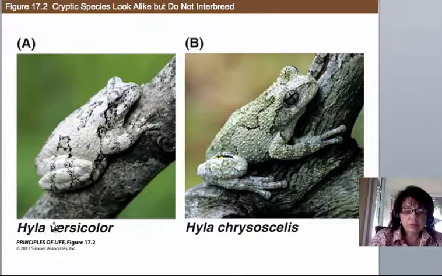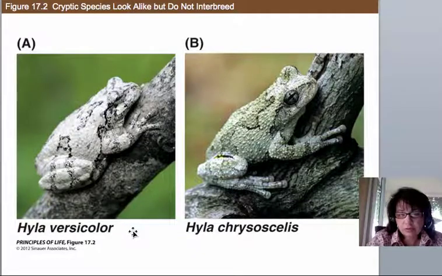Now's a good time to point out the naming. The naming system that we use for species came from Carl Linnaeus, early 1800s, where he basically classified things and gave them groupings. So kingdom, phylum, class, order, family, genus, and species. And right now here you see the genus and the species. The genus is always capital letter, species is always lowercase. So humans are Homo sapiens. This frog is Hyla chrysoscelis.